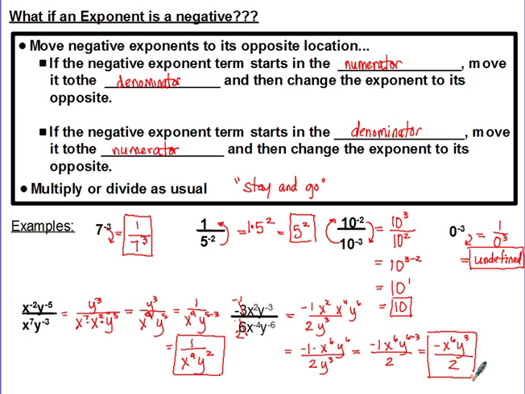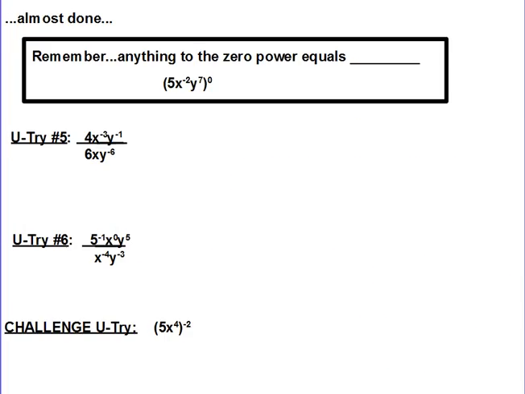So you've got 2 on your handout that we want you to give a try at. Examples 4 and 5. Which ones stay, which ones go? And then simplify.